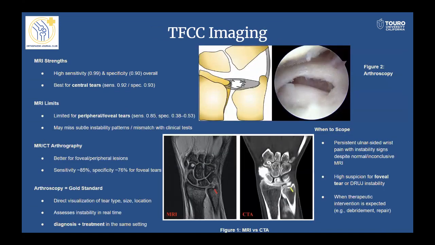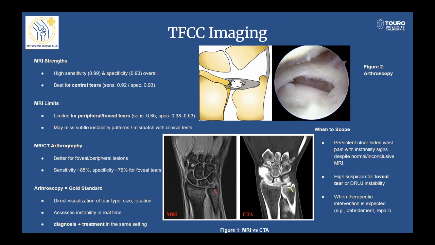All right, imaging. So, MRI strengths. MRI is really good at picking up central TFCC tears. Sensitivity and specificity are both really high, between 90 and 99% in most studies. It's non-invasive, widely available like we talked about, and is usually the first advanced imaging test that's ordered. It does have some limits though.